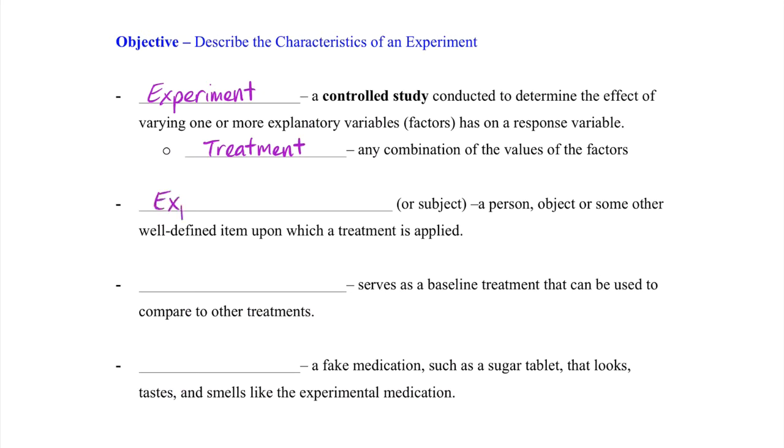Next we have an experimental unit. An experimental unit, also known as a subject, is a person, object, or some other well-defined item upon which a treatment is applied. Following that we have the control group. Now this serves as a baseline treatment that we use in order to compare other treatments to. Next we have a placebo. A placebo would be a fake medication such as a sugar tablet. It looks, tastes, and smells like the experimental medication, however there is no effect.